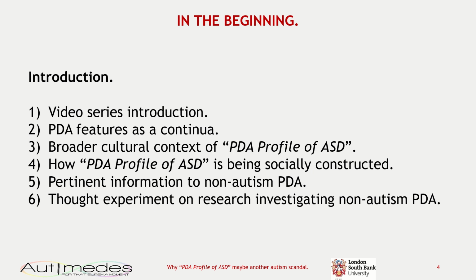So I'm going to briefly talk about PDA features as a series of continuums. Then talk about the broader cultural context of the PDA profile of autism, before talking about how the PDA profile of ASD is socially constructed, and then talk about pertinent information like non-autism PDA, concluding with a thought experiment on research investigating non-autism PDA.